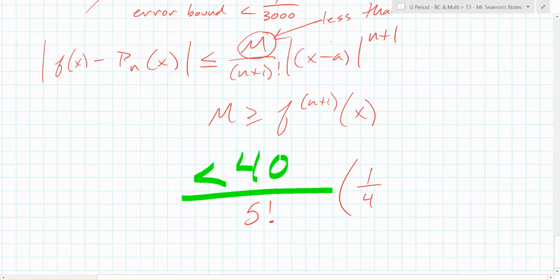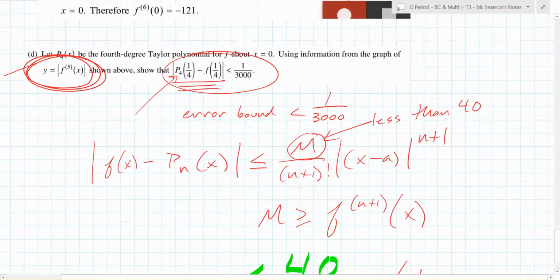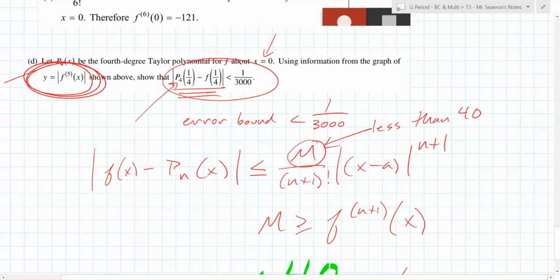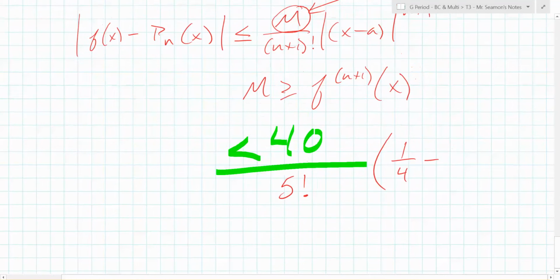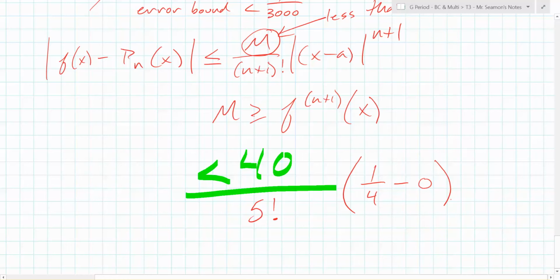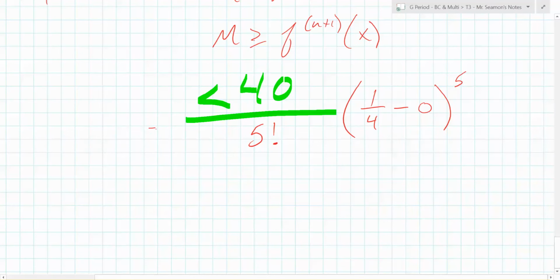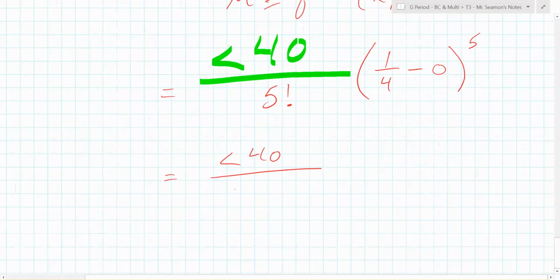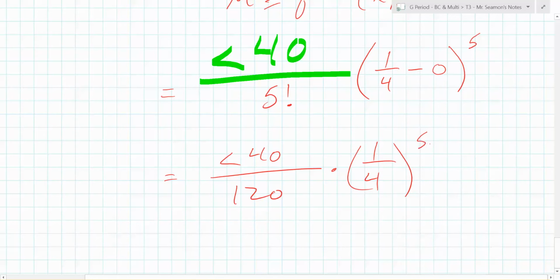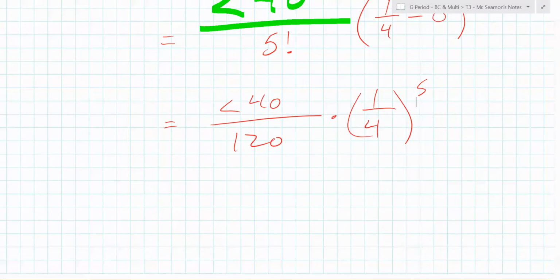And then you have 1/4, right? Because that's the x value you're at. What's it centered around, this Taylor polynomial? I think it says 0, right? About 0. So it's 1/4 minus 0 to the what power? To the 5, right? So when you do this out, you end up with something less than 40 over 120. And then you have 1/4 to the 5th power.